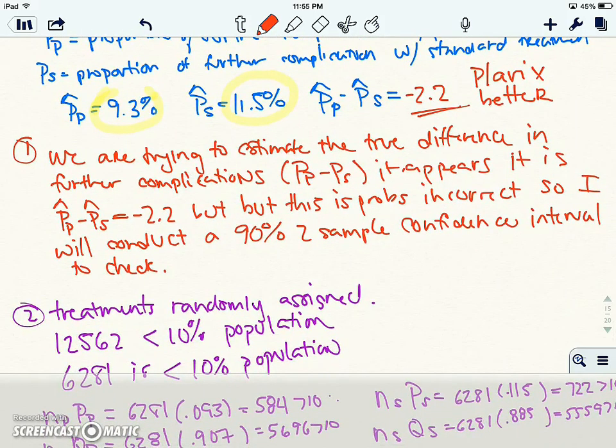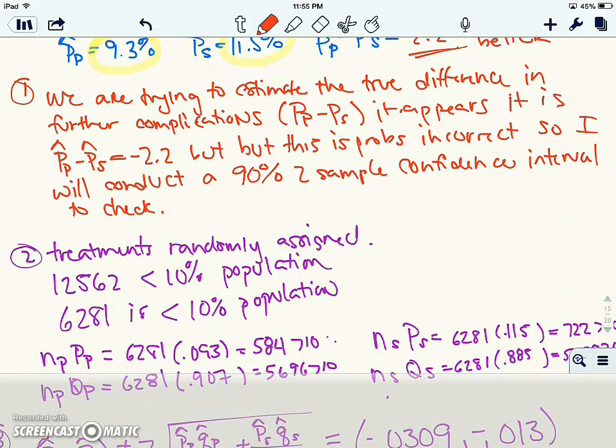We check our conditions. The treatments were randomly assigned, and we assume that 12,562 is less than 10% of the population, and so is half of both of those. And actually, I should have this as being 6,281. The Plavix people, that's less than 10% of the population, and the non-Plavix people, that's less than 10% of the population, and that makes it the independence condition.